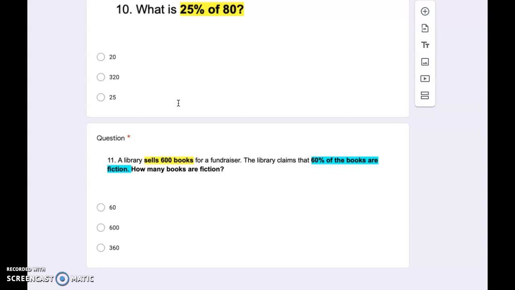Number 11. A library sells 600 books for a fundraiser. The library claims that 60% of the books are fiction. How many books are fiction? 60, 600, or 360?